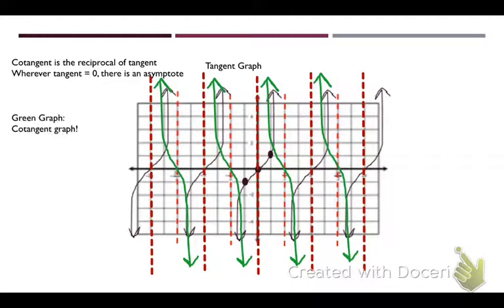So that just gives you a brief overview of what the cotangent graph looks like, the cosecant graph, and the secant graph looks like. The green graph is the cotangent graph.